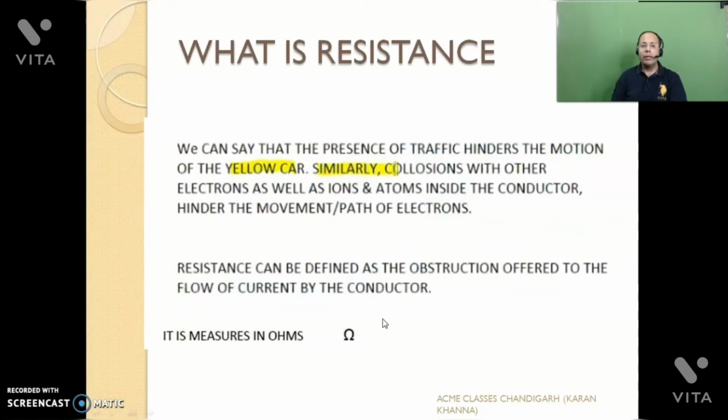So what can we say? We can say that just like the presence of traffic hinders the motion of the yellow car, in that example, if there was a greater degree of traffic on the road, the yellow car's motion got hindered. Similarly, collisions with other electrons as well as ions and atoms inside the conductor hinder the movement or the path of electrons or positive charges, as the case may be. That concept is known as resistance. So resistance can be defined as the obstruction, the hindrance offered to the flow of current by a conductor, and it is measured in ohms. And the symbol for ohms is omega, the Greek alphabet.